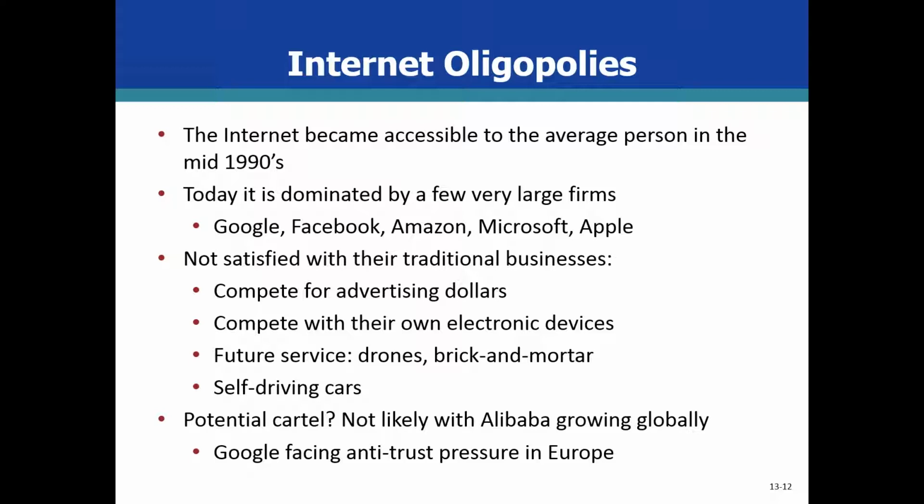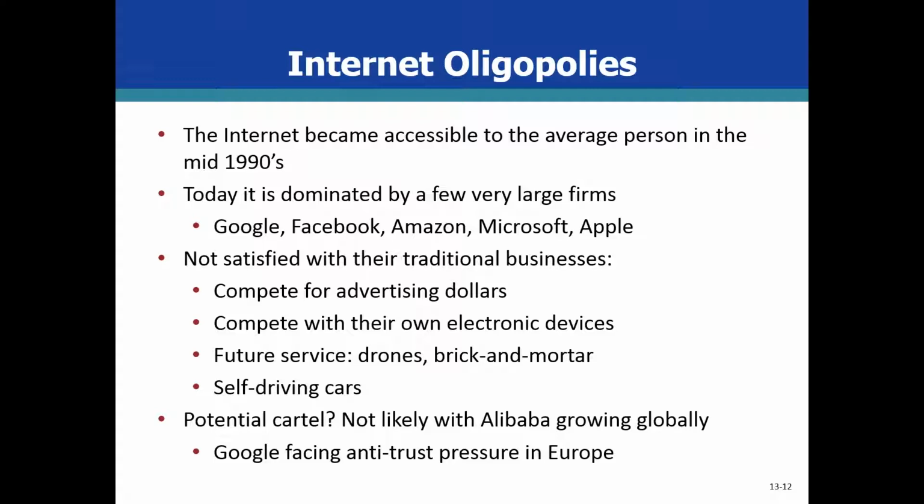There are new oligopolies in the market, many of which did not exist 2 decades ago. Markets are always changing. The internet became accessible to the average person in the mid-1990s. Google, Facebook, Amazon, Microsoft, and Apple have all developed into significant companies providing a number of different products and services. These new tech companies are not satisfied with revenues generated in their traditional businesses. They are branching out.